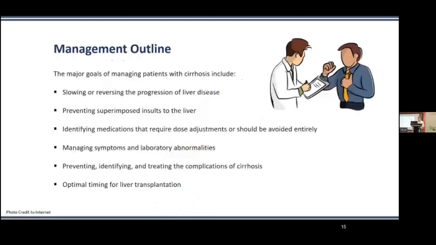So let me present the management outline of cirrhosis. The major goals of managing a patient with cirrhosis include slowing or reversing the progression of the liver disease. We should prevent superimposed insults to the liver, identifying medications that should be avoided, and we should vaccinate against hepatitis as well as we can. Managing the symptoms and laboratory abnormalities, preventing, identifying, and treating the complications of cirrhosis. And the last is the optimal timing for liver transplantation if patients develop decompensation or significant complications.